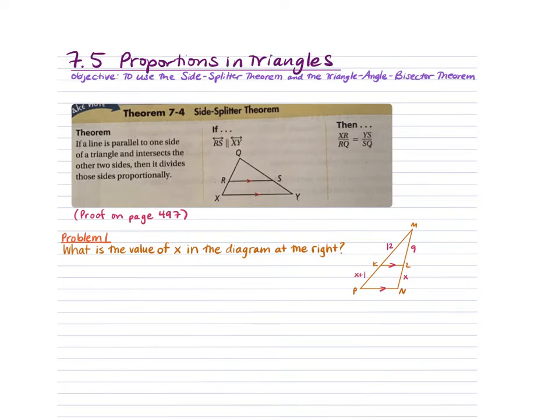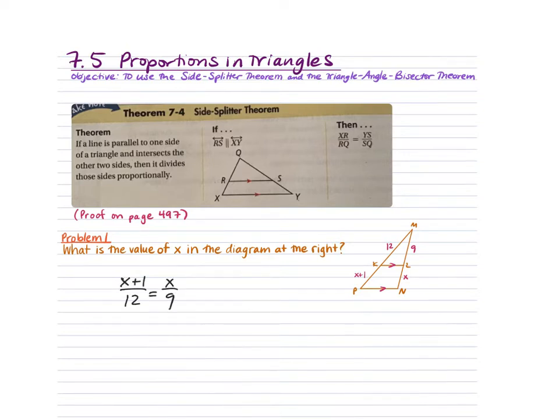So let's use this theorem to answer this algebra question. What's the value of x in this diagram? Because KL is parallel to PN, it's a side splitter. It's splitting this triangle into two proportional sides, so this over this equals this over this. Let's set that up in a proportion: x plus 1 over 12 equals x over 9.